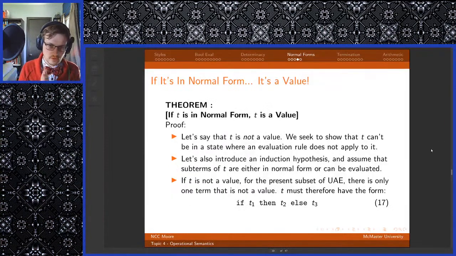So, normal form. If it's in normal form, it's a value.